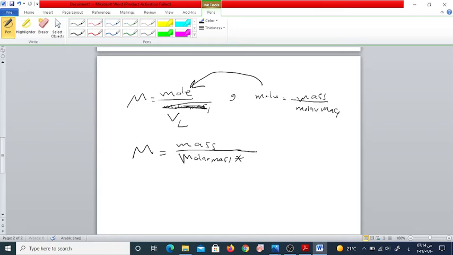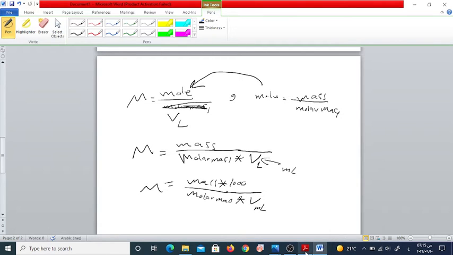times volume in liters. Sometimes the volume may be given in mL. So in this case, I get mass times 1000 divided by molar mass times volume, if given in mL.